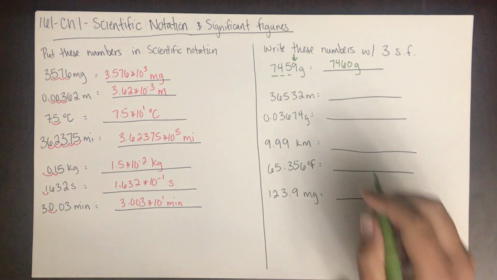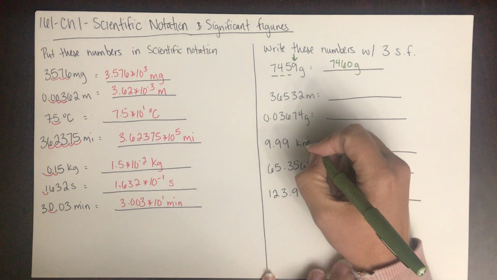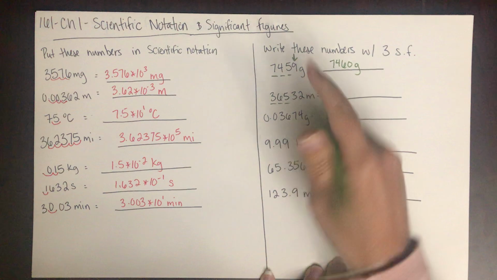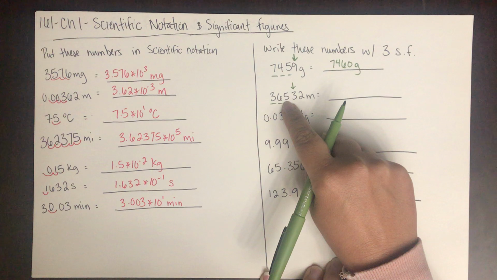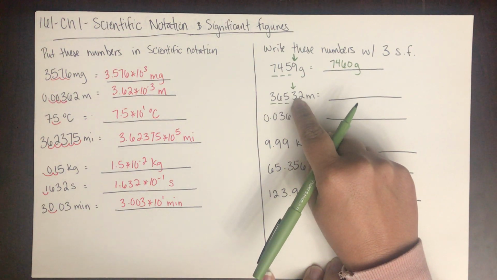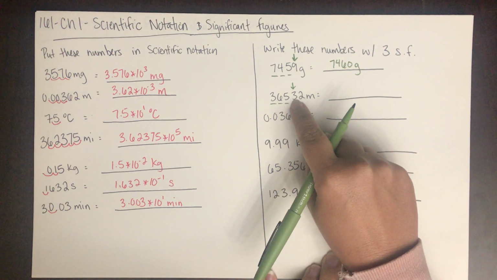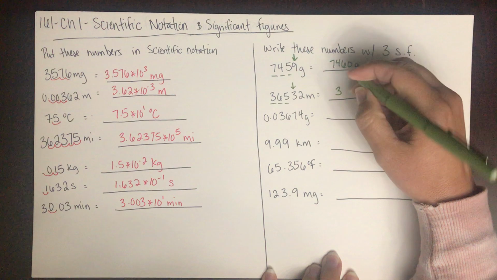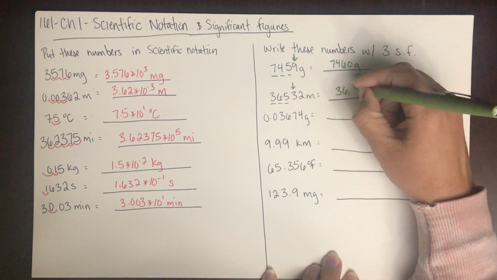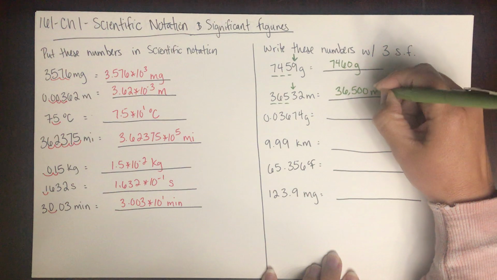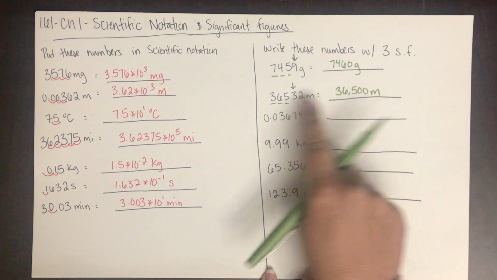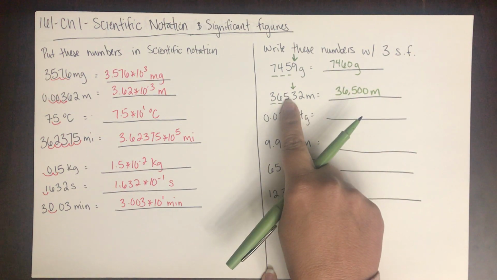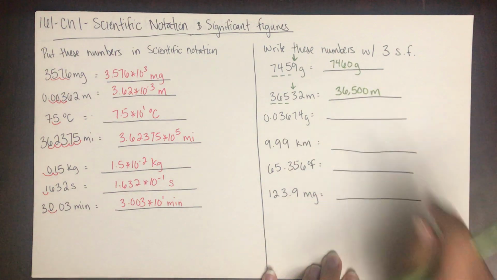Let's do another one. I'm going to write this number with 3 significant figures. I'm going to do the same thing. 1, 2, 3. These numbers are significant. Then I look to the number to the right of the last significant figure and see if it is 5 or above, and we would round up, or 4 or below, and we would round down. So it's below, so we're going to round down. So I'm going to say 36,500 meters. So these two essentially just become zeros as placeholders. This number has 5 significant figures. Writing it with 3 significant figures changes it to this.